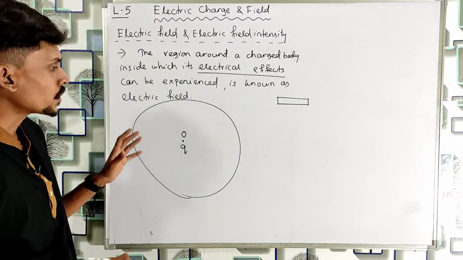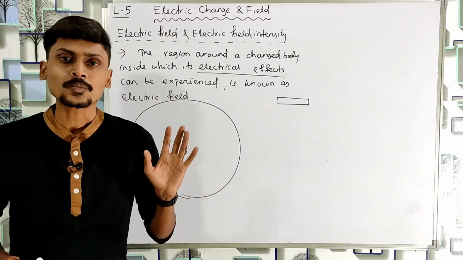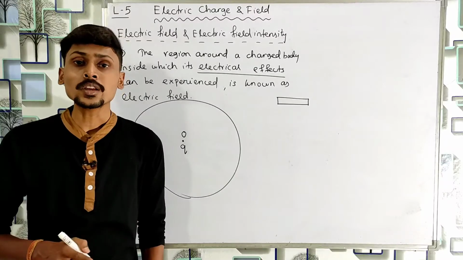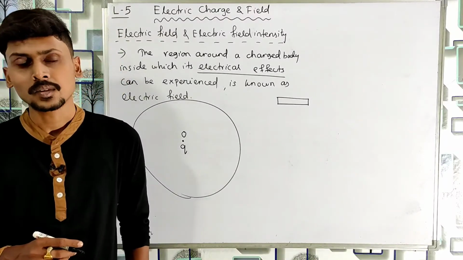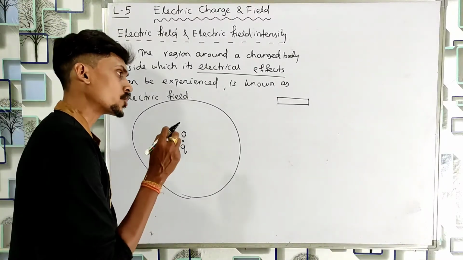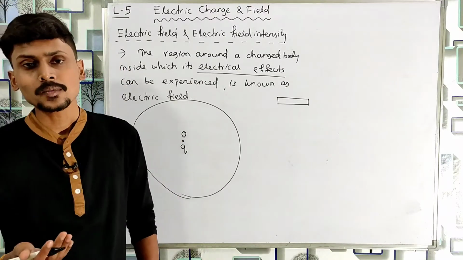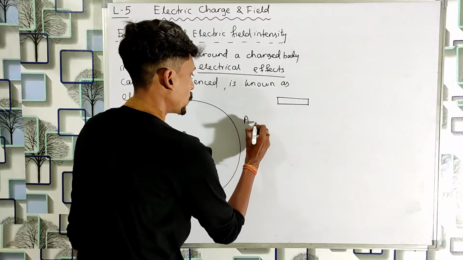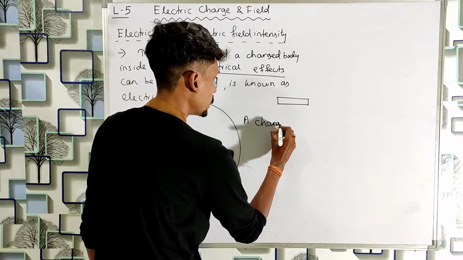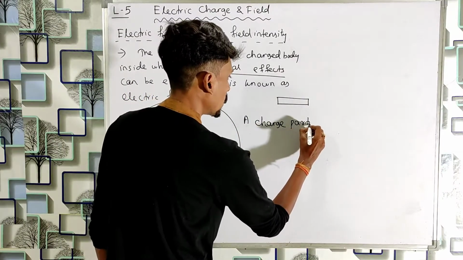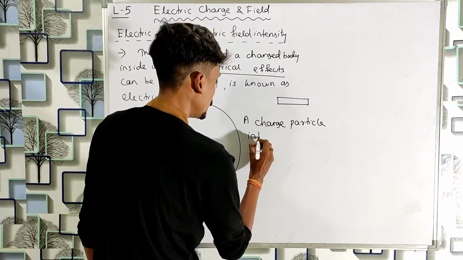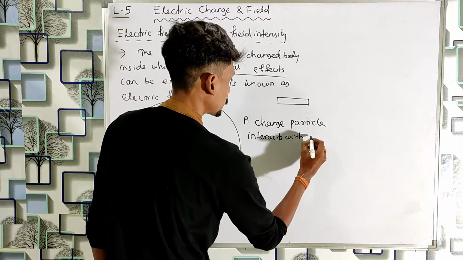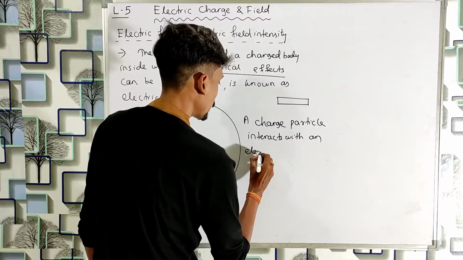Similarly, to determine whether electric field exists or not, we have to take the help of an object which reacts to or which interacts with electric field. So remember that a charged particle reacts to or interacts with an electric field. Let me write this point. A charged particle interacts with an electric field.